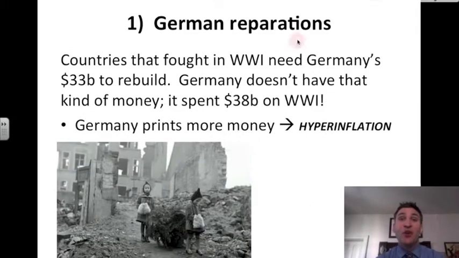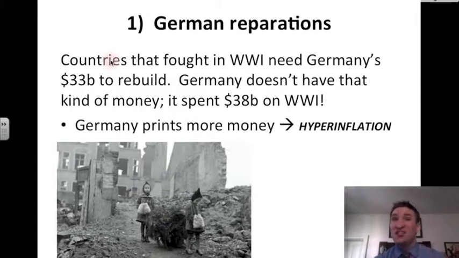1, German reparations. Countries that fought in World War I need Germany's $33 billion to rebuild. Remember, the Treaty of Versailles said Germany must pay this amount. And this is one such country that is in shambles. These two girls are trying to pick up the pieces after war. The only thing is, Germany doesn't have that kind of money. It spent $38 billion on World War I itself. So these other countries are out of luck.